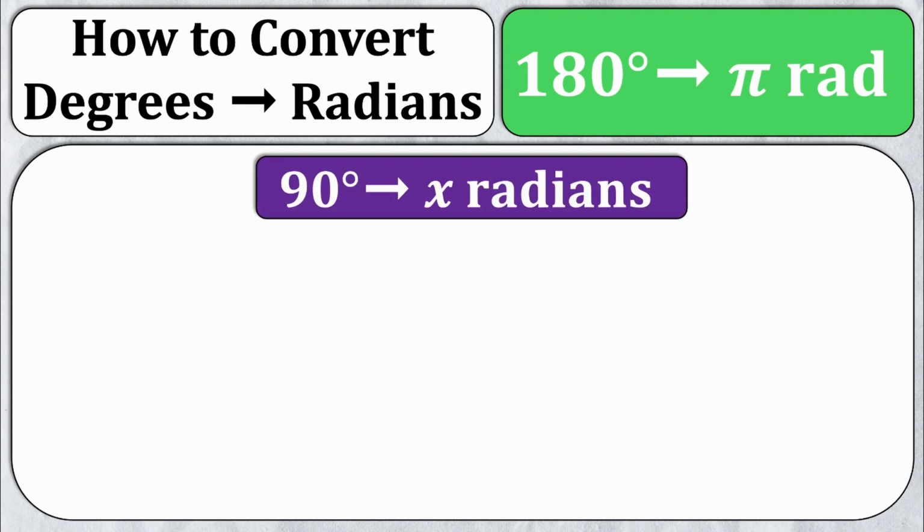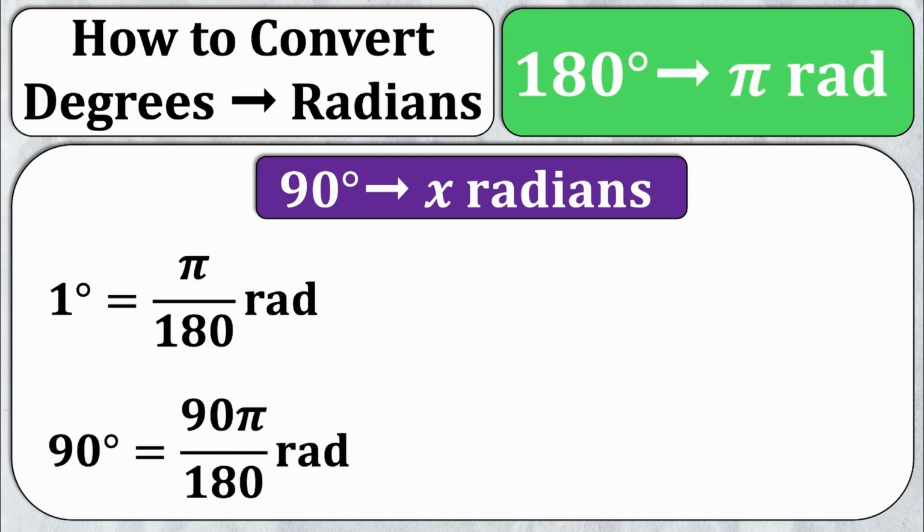So 90 degrees is how many radians? Well, we know that 180 degrees is pi radians. And so if we divide both sides of that by 180, that would mean that 1 degree is equal to pi over 180 radians. Again, that's just my conversion dividing both sides by 180. But I don't want 1 degree, I want 90 degrees. So I'm going to multiply both sides of the equal sign by 90. And what that gives me is 90 degrees is equal to 90 pi over 180 radians.